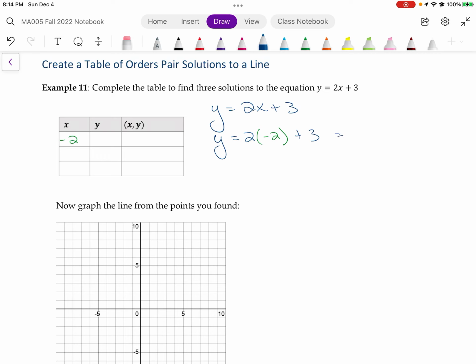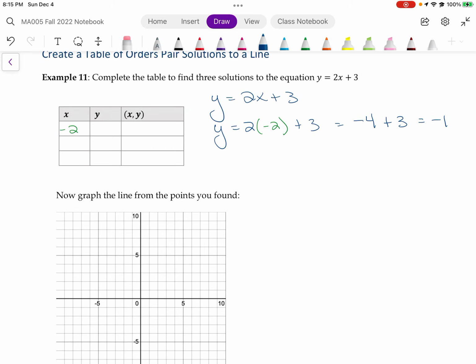So negative 2 times 2 is negative 4, plus 3 is negative 1. All right, negative 4 plus 3 equals negative 1. So that one is negative 1. That means my point is negative 2, negative 1. All right, so let's go find that point. Negative 2, negative 1 is right there.